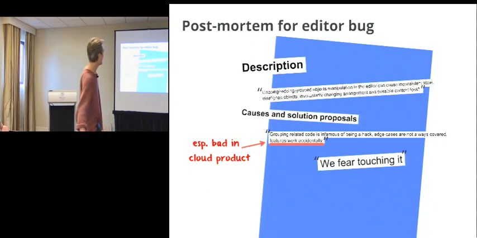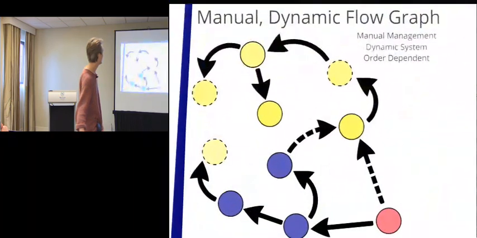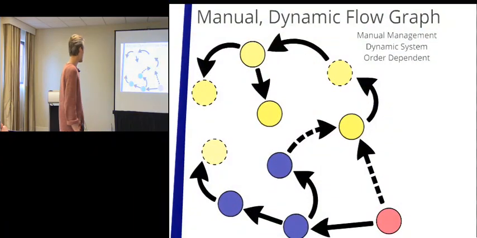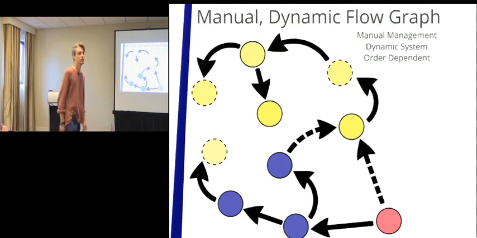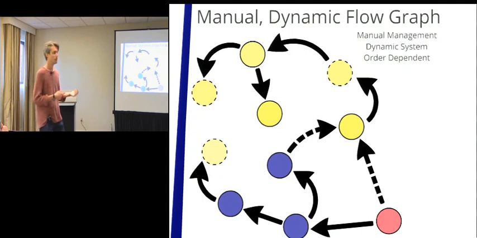So what may be behind these difficulties? There are several things about event handling code which make it difficult to write applications at scale. So one thing is that you construct this big dynamic flow graph where connections go in and out, and you have to do all of that manually.